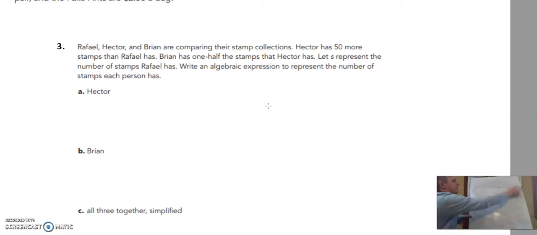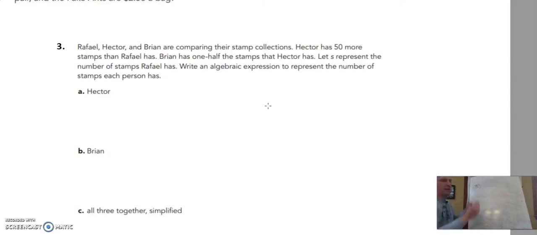All right, so Raphael, Hector, and Brian are comparing their stamp collections. Hector has 50 more stamps than Raphael has. Brian has 1/2 the stamps that Hector has. Let S represent the number of stamps Raphael has. Write an algebraic expression to represent the number of stamps each person has.